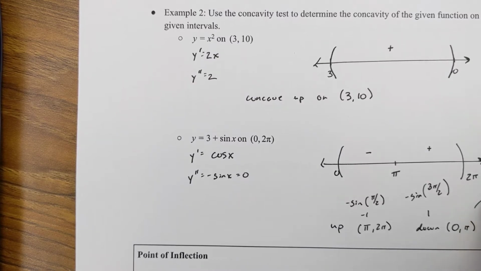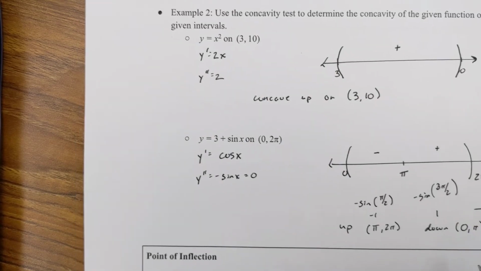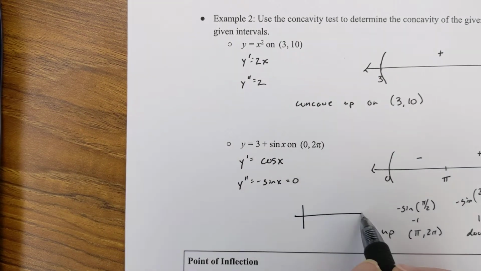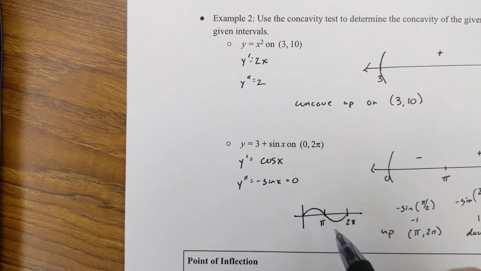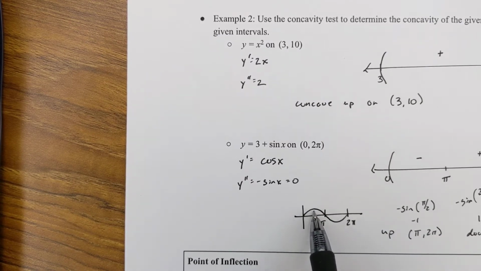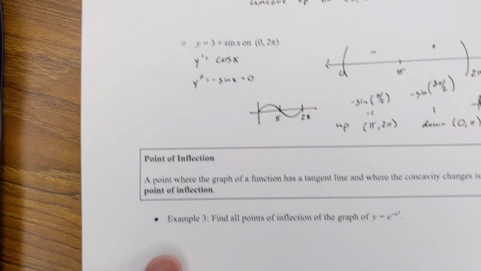And if you think about what the sine curve does, that shape. So here's 0. That's a really bad drawing. We'll come over here. There's 2 pi, there's pi. So concave down is part of a downward opening parabola, and concave up the opposite.